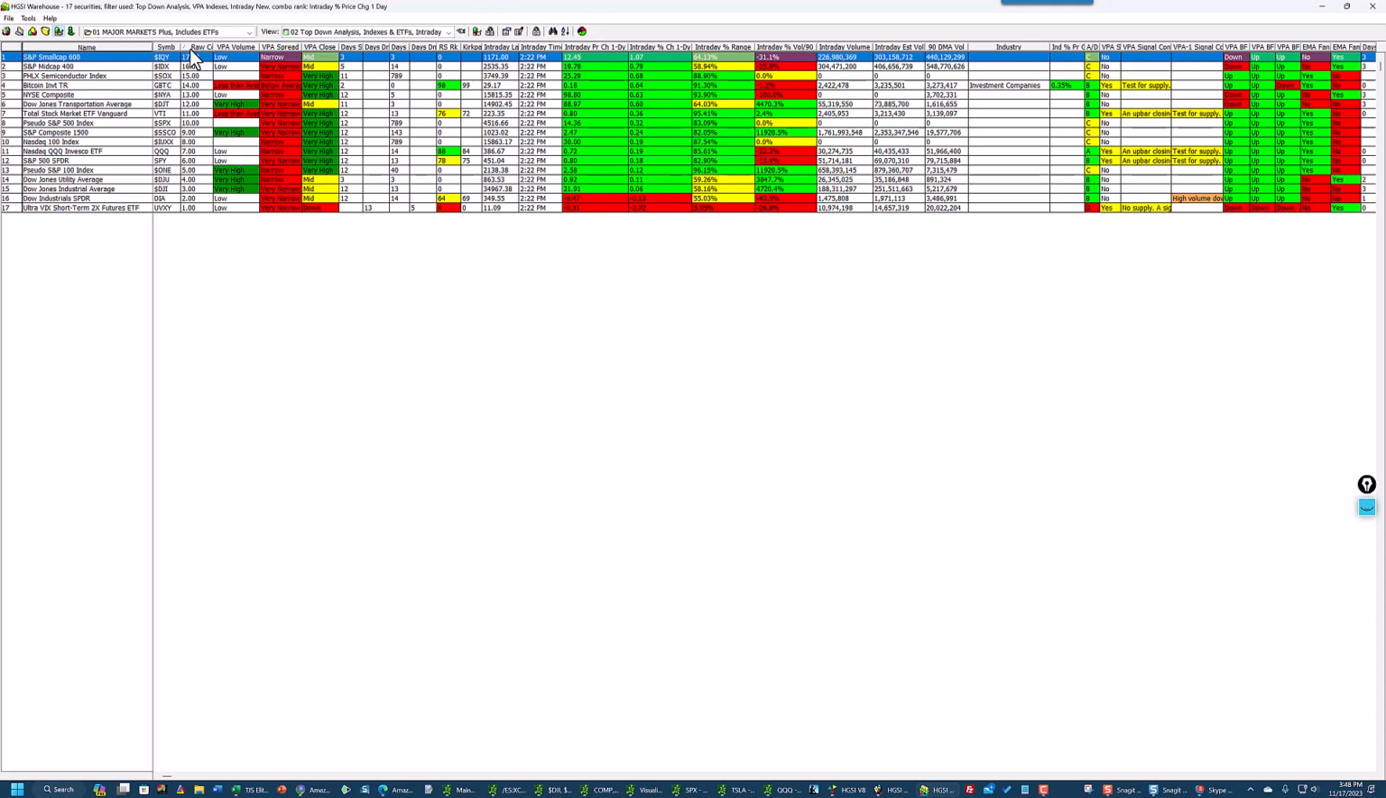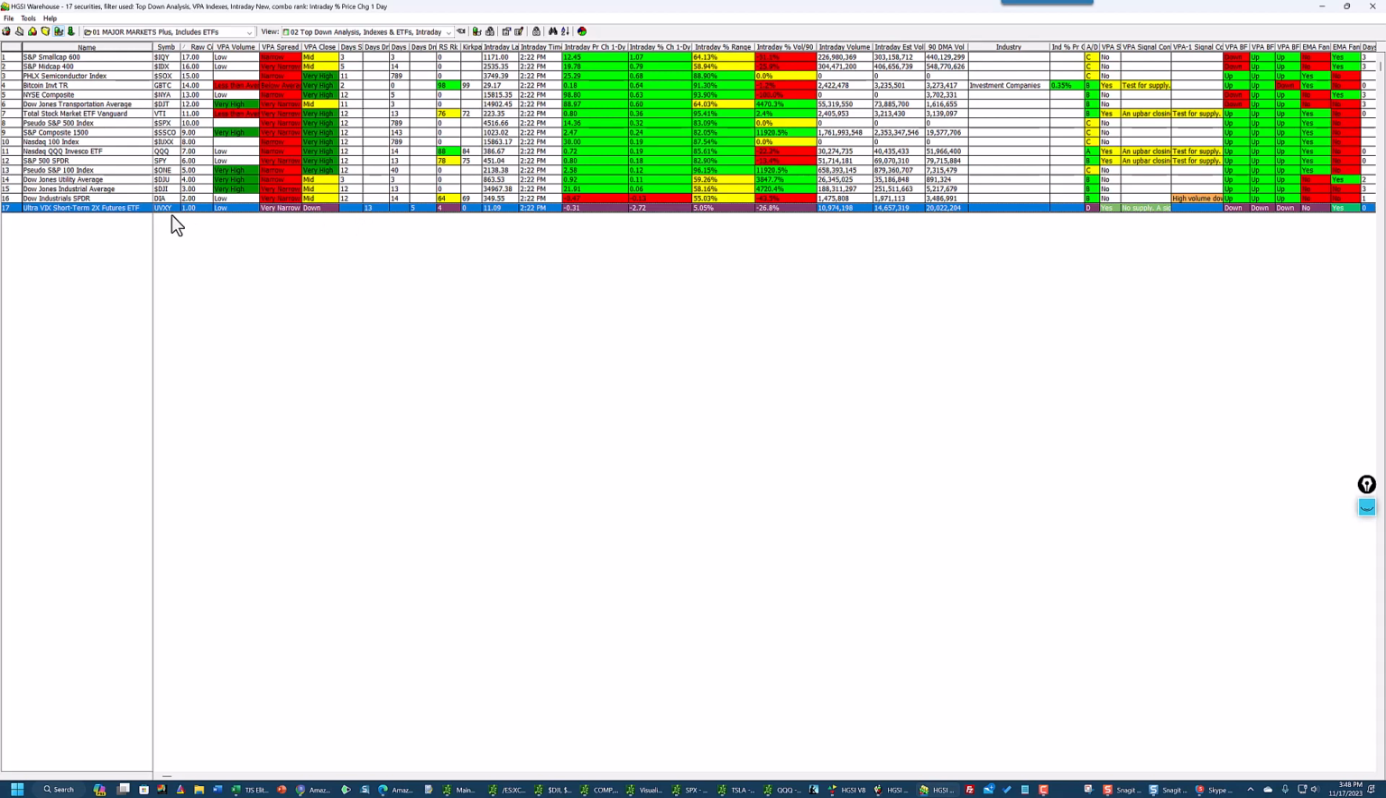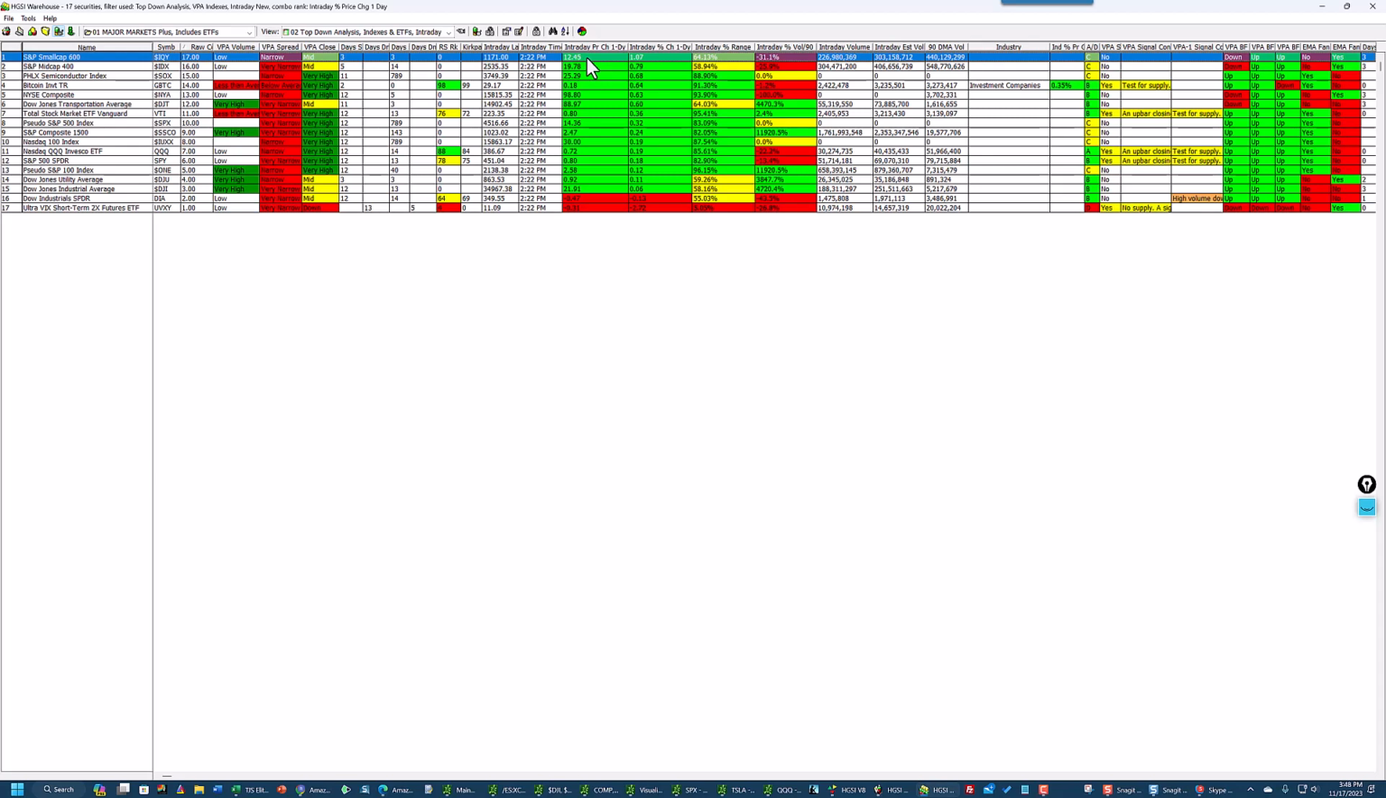I can immediately see that these indexes were all up today with the exception of the diamonds and the UVXY, the volatility futures ETF. So it was a positive day.